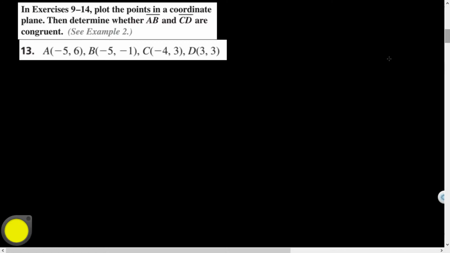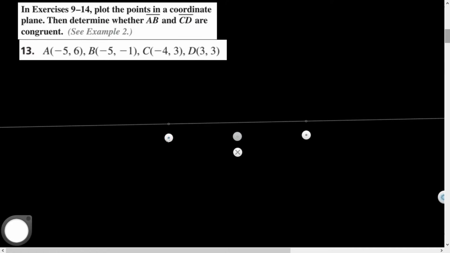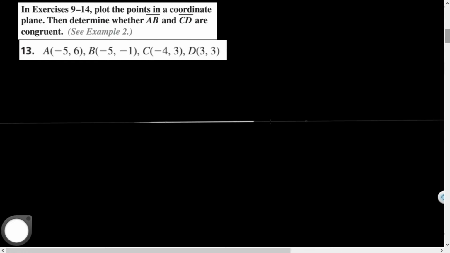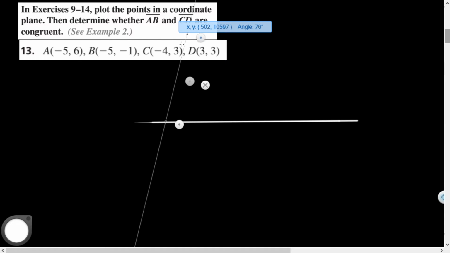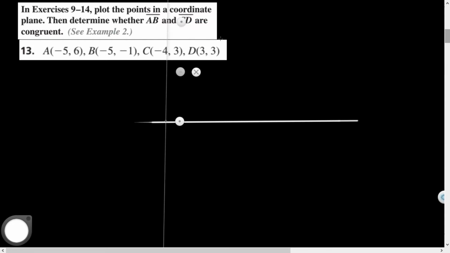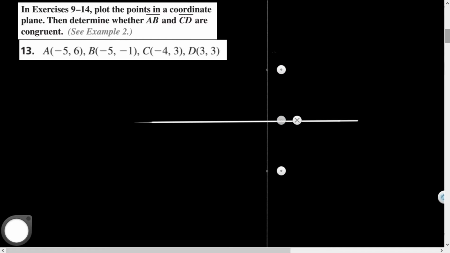In questions 9 through 14, plot the points in a coordinate plane, 2-dimensional plane, and then determine whether AB and CD are congruent. I can open my ruler tool here and be really fancy. I've never used this live on a video, guys. Look how great. It's almost like a straight edge. I could arguably try to test for perpendicularity here, but I'm not going to be too picky. That's close enough. So here's my coordinate plane.